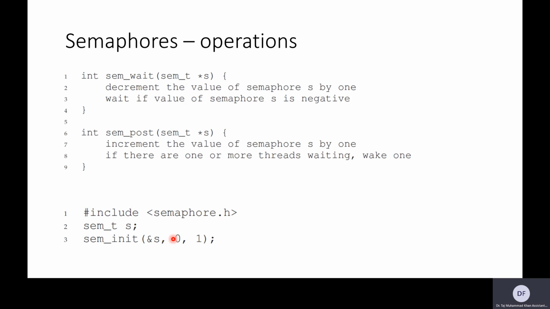The second argument is 0 or 1 depending on whether this semaphore will be shared between threads of the same program or between different programs. Okay? So 0 means it will be shared between threads of the same program. So this is a scenario that we are going to consider. So these are the arguments of the function sem_init. You can define these variables of type sem_t, and you can initialize them to any initial value that you want to give them.